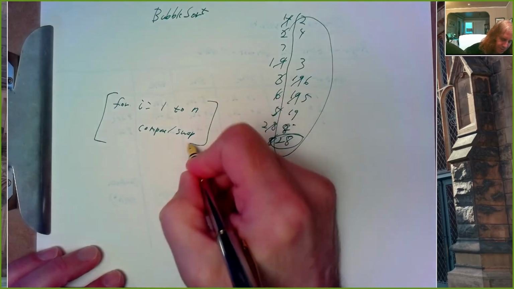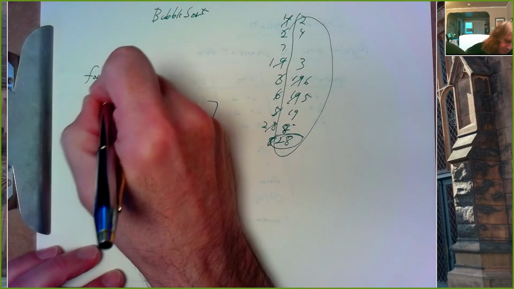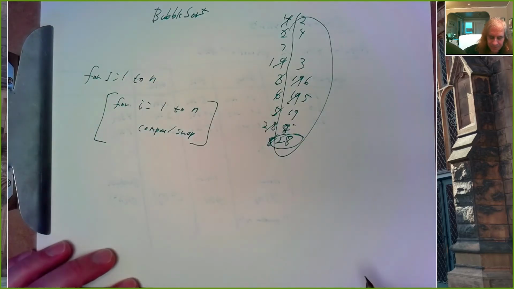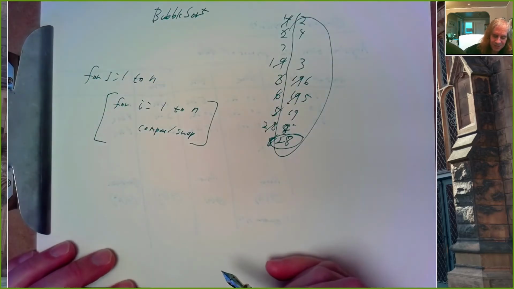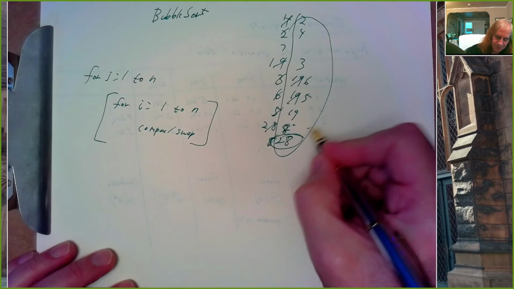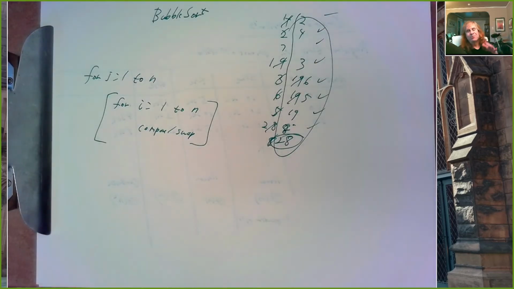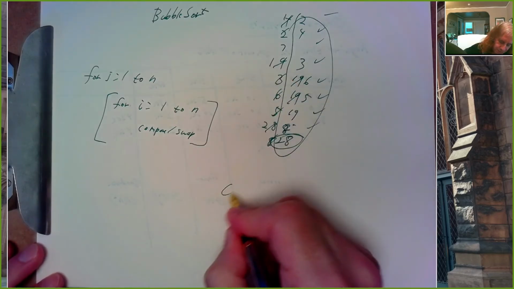And then we do this whole thing a total of n times. Because each time we make one of these inner passes, one more number comes into the right position. And so if we have n pieces of data, we need roughly n passes. So that's a basic bubble sort. Order of complexity, n squared.